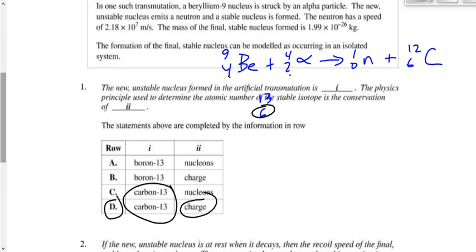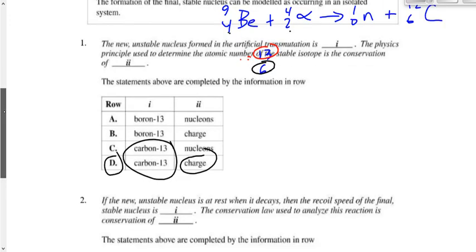By the way, conservation of nucleons is something that you could use, but conservation of nucleons you would use to find the mass number, not the atomic number. Does that make sense? So it said, how did you find the atomic number? We're going to say conservation of charge. How do you find the mass number? We're going to say conservation of nucleons. Because a nucleon, you remember, is a proton and or a neutron, right? And that's what the mass number is. So the answer is D.